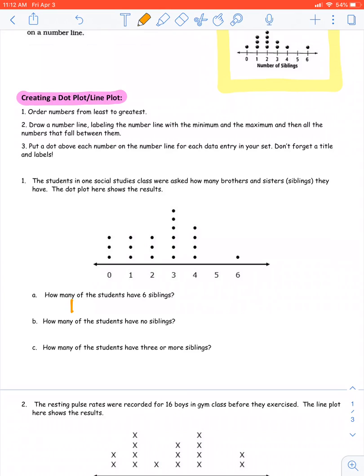All right, part B. How many of the students have no siblings? So 0 siblings. Count it up. There are 3 dots there, meaning 3 of those students have 0 siblings. Part C says how many have 3 or more. So 3 or more would be 3, 4, 5, or 6. So we're going to count those dots. So we have 1, 2, 3, 4, 5, 6, 7, 8, 9, 10, 11 dots in that range, which means 11 students have 3 or more siblings.